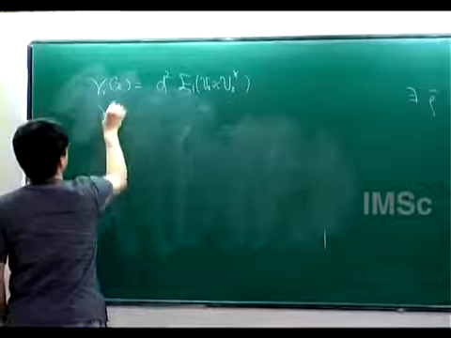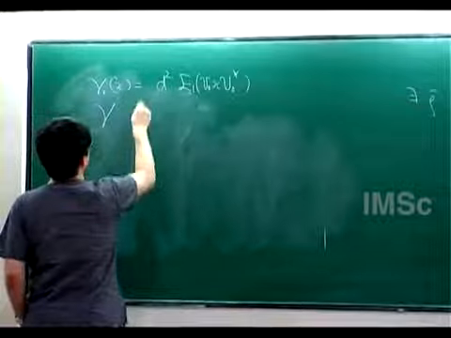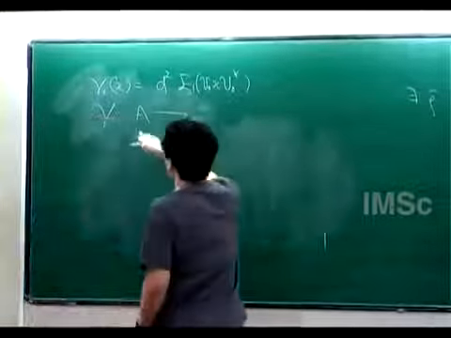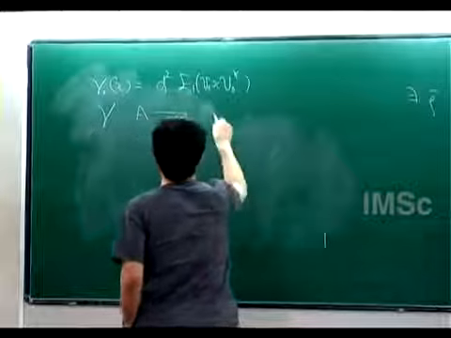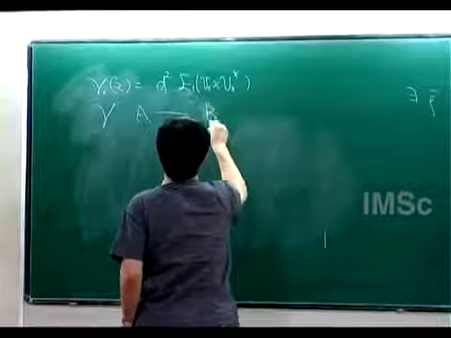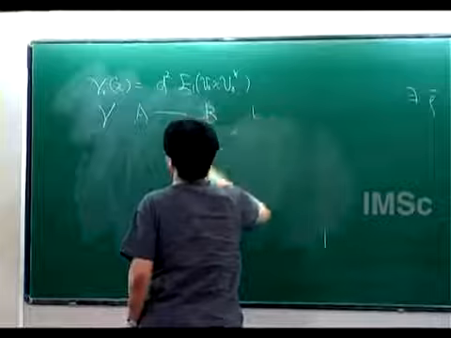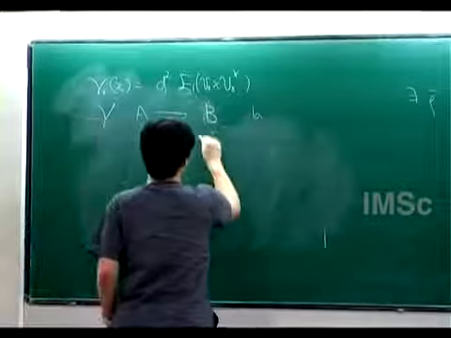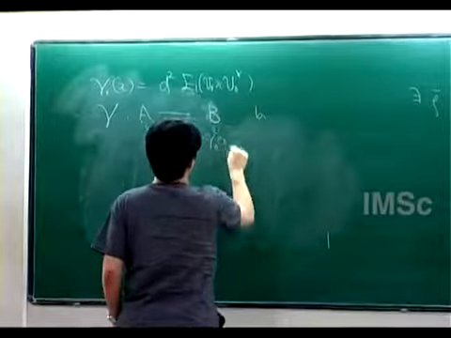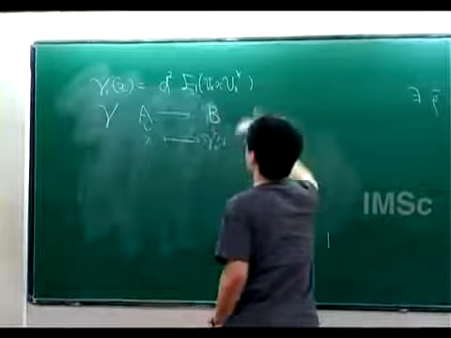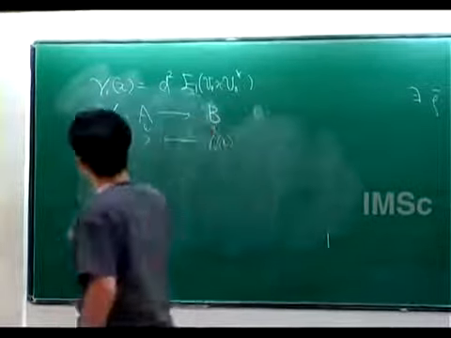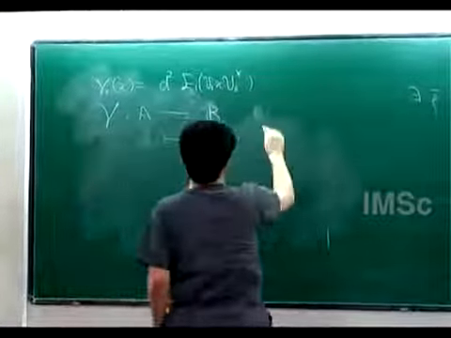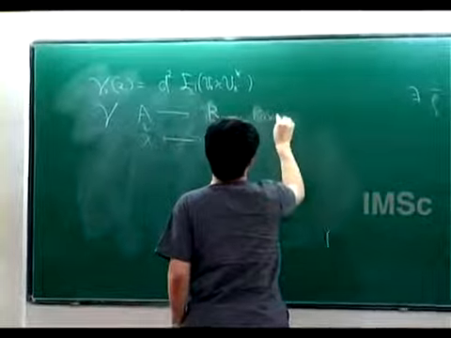Now define gamma, which is a homomorphism from A into B. It's just the restriction of gamma 0. So the restriction of gamma 0 is our definition of gamma, and this is called the canonical endomorphism.